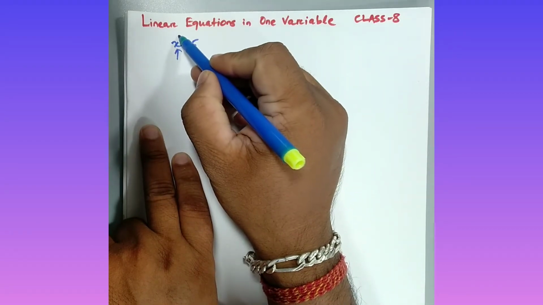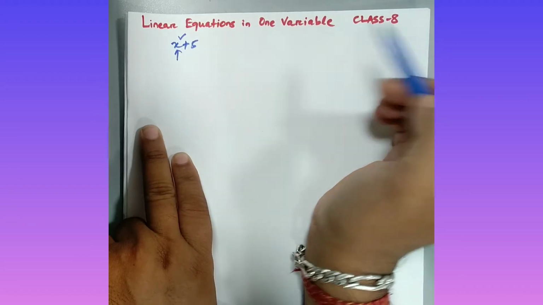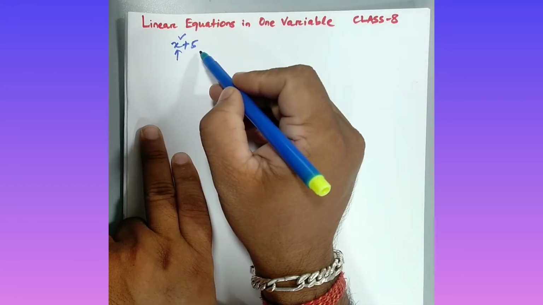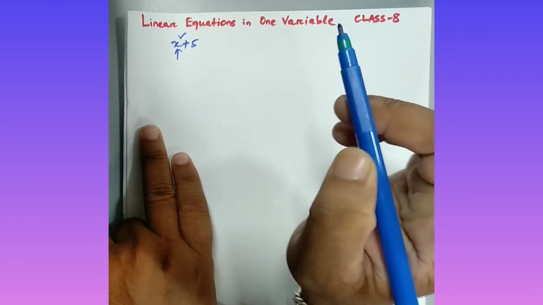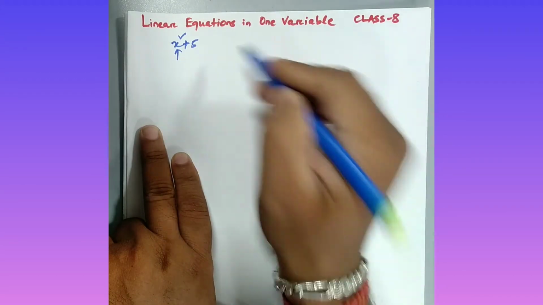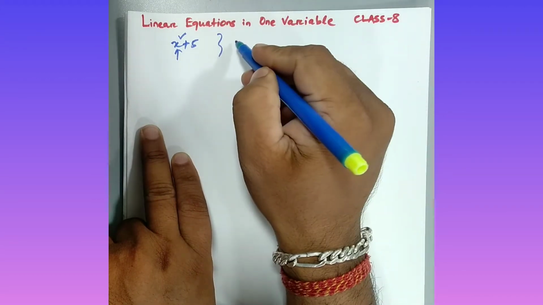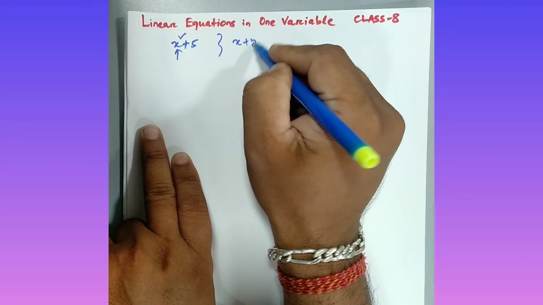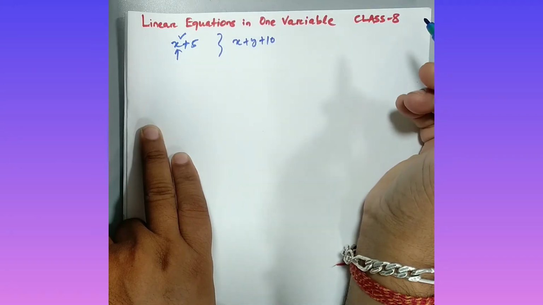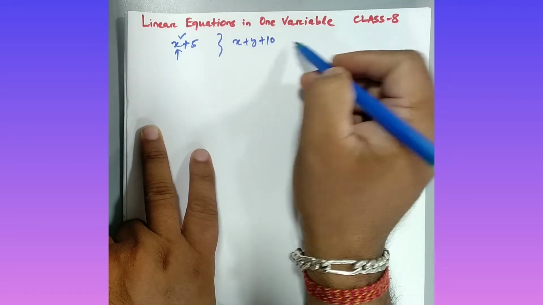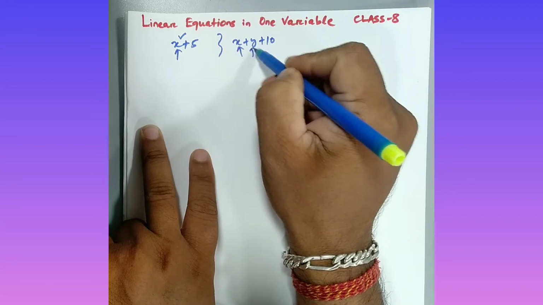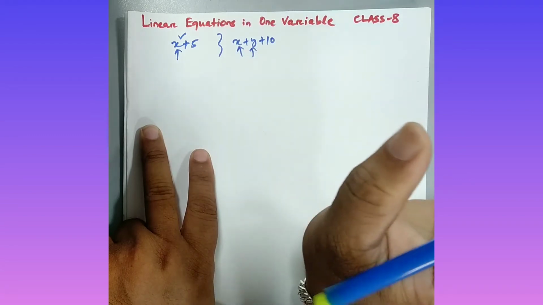Only one variable is being used, so that is why you have to say x plus 5 is a linear equation in one variable. Now suppose I write x plus y plus 10. This is a linear equation in two variables. How many variables are you using here? Two variables. Okay, what do you mean by linear?